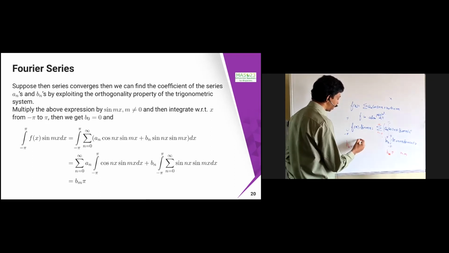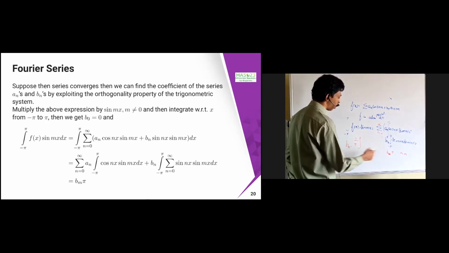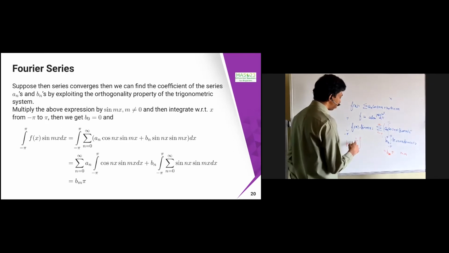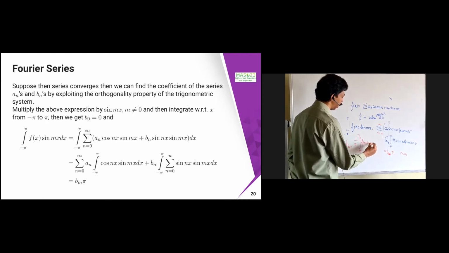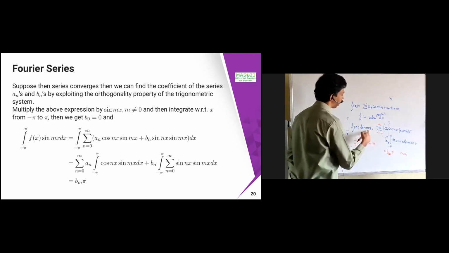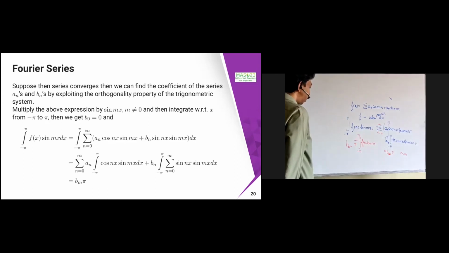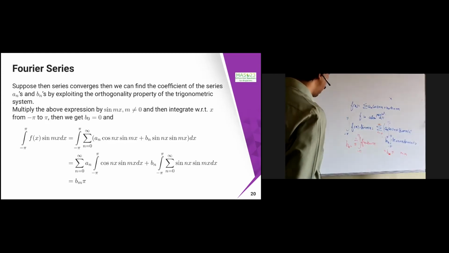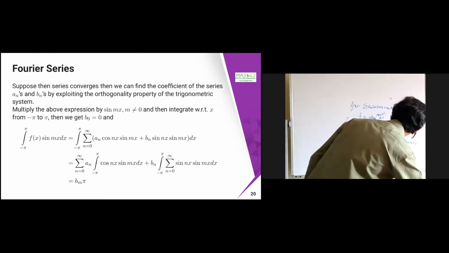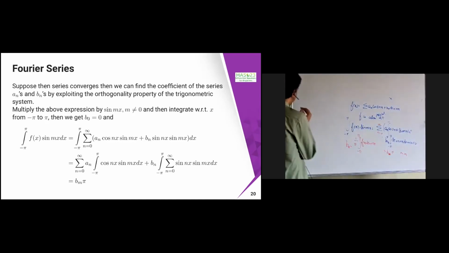So b n is going to be 1 by pi times b m into pi. I define b n equal to 1 by pi times the integral from minus pi to pi of f of x into sin nx dx, because n and m are equal, so I can replace that. So I found b n.